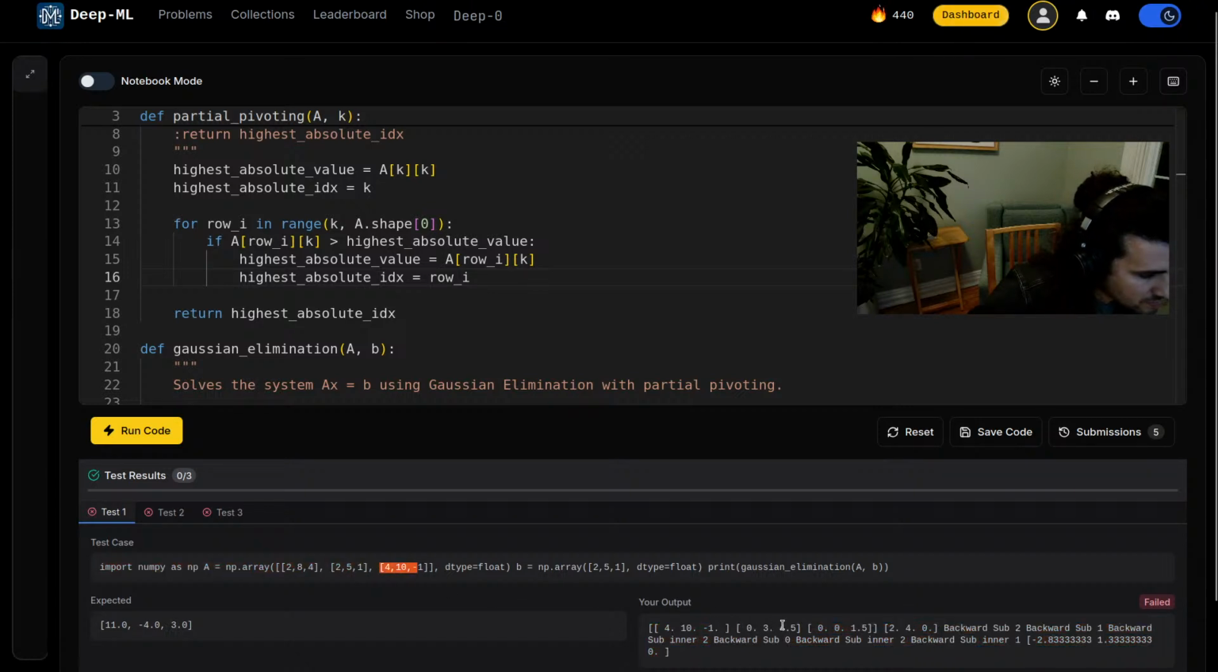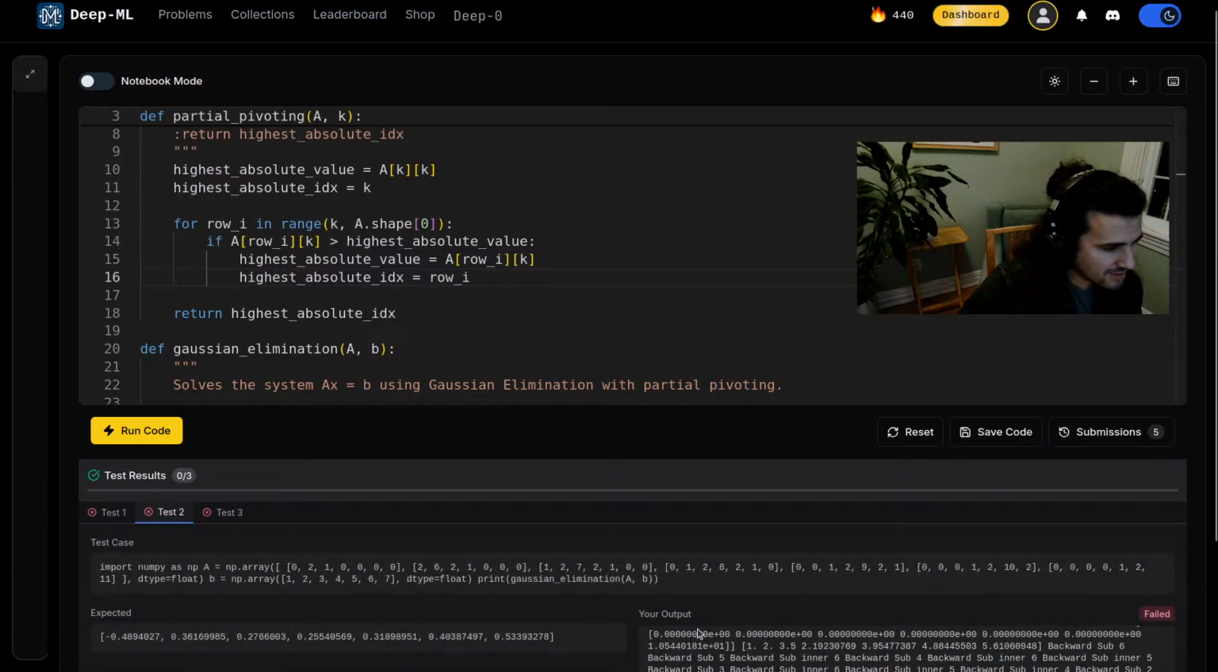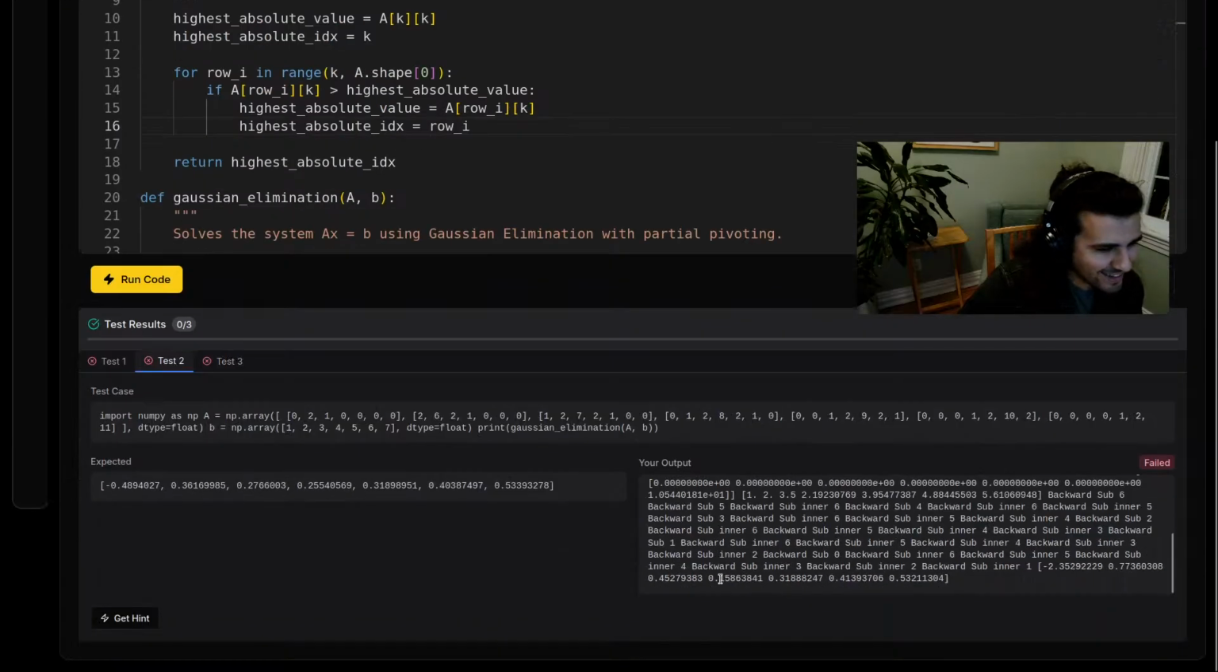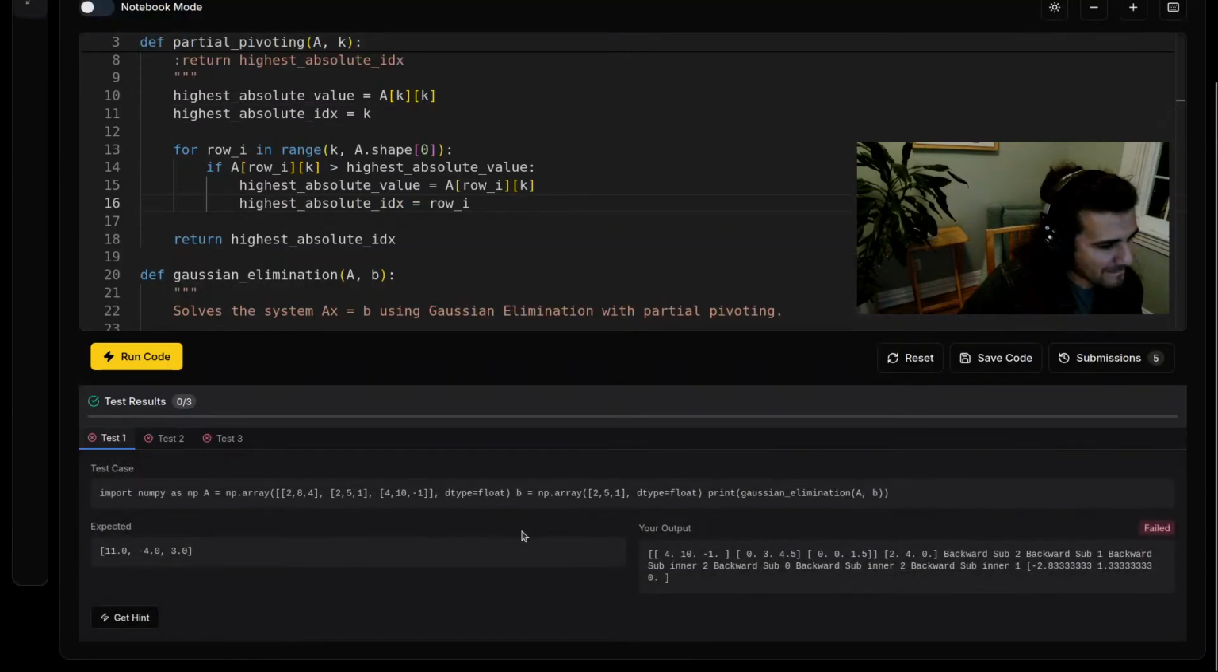And I have 0, 0.3, 0, 3, 4.5, and then 0, 0, 1.5. And it gives me 240, which is not that. It's still not good. This is still messed up. We're converging, folks. We're going there. Okay, so 410 minus 1. This one is fine, right?